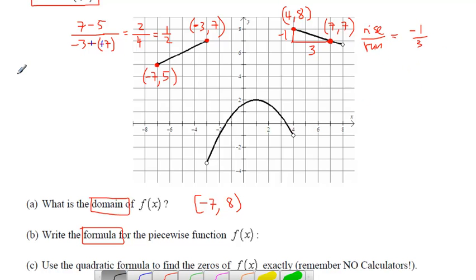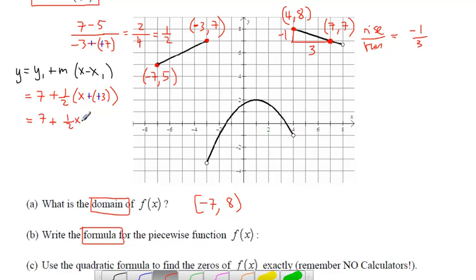So going back to this equation, y equals y1 plus m times x minus x1, I can start plugging things in. For y1, let's see, I'll choose negative 3, 7. That looks like a good point to use. 7 plus 1/2 times x minus a negative 3. And again, this minus a negative 3 becomes plus 3. So when I distribute, I'm going to get 7 plus 1/2 x plus 3 over 2.